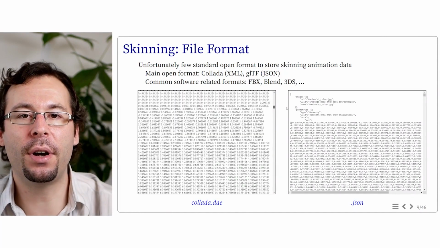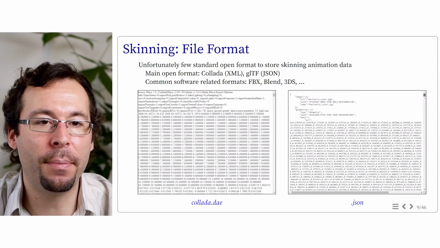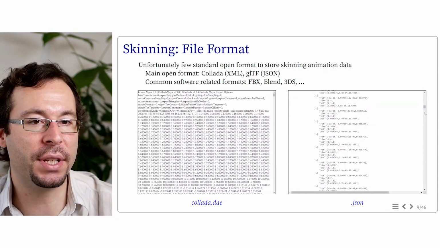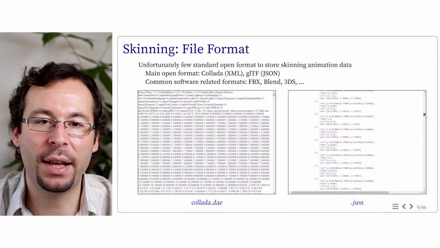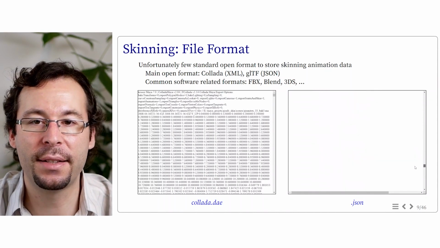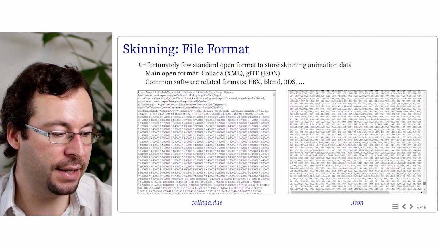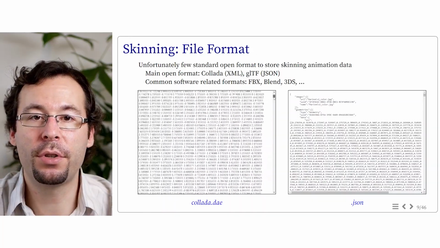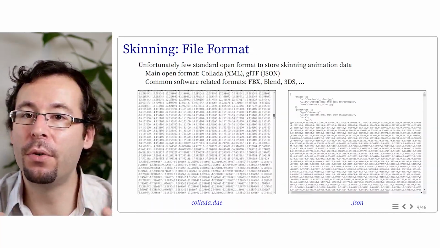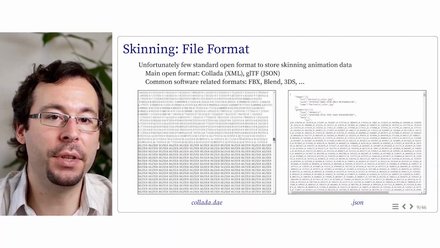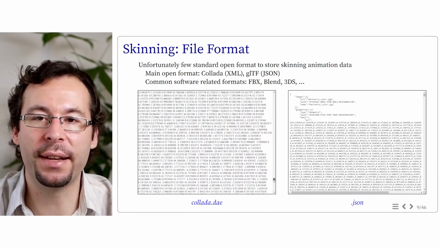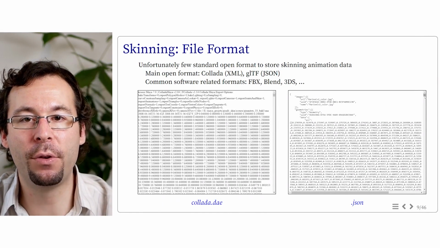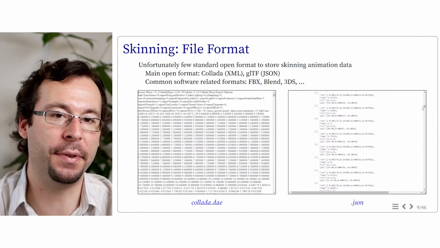There is an example of Collada and JSON format on the slide, and if you look at them, you can see that they contain quite a lot of information, and they are therefore harder to parse than simple mesh storing files. And of course, almost all 3D software comes with its own internal file format. It can be FBX, blend files, 3ds, and so on. And these files are often encoded in binary format, and they require a dedicated framework to parse them.